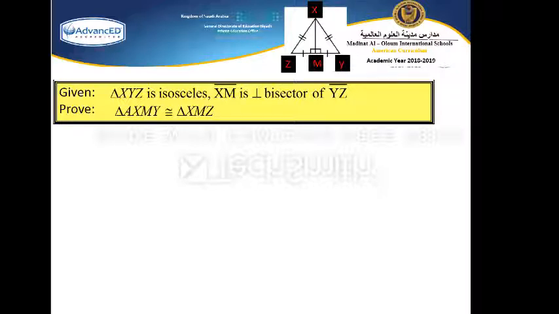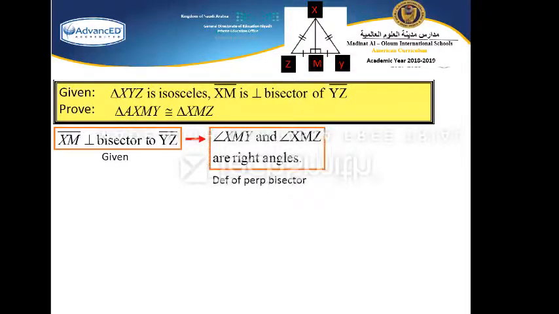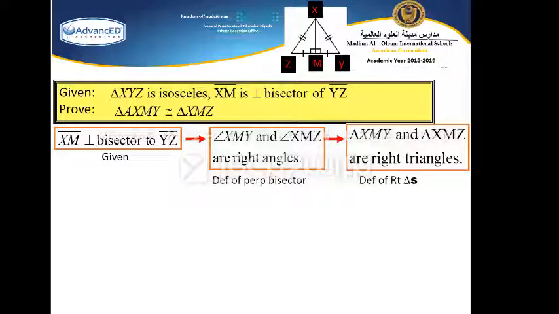Let's prove that the two triangles are congruent. Here we will use a flow proof. XM perpendicular bisector to YZ, this is given. From that we will get that the angle XMY and the angle XMZ are right angles. This is the definition of perpendicular bisector. And from that the two triangles XMY and XMZ are right triangles. This is the definition of right triangles.